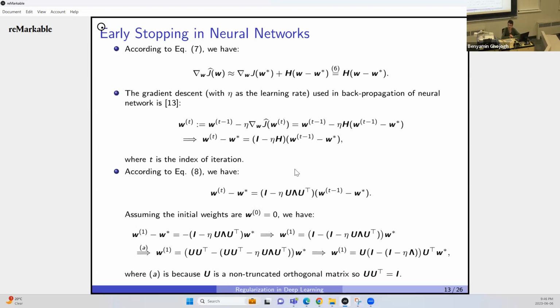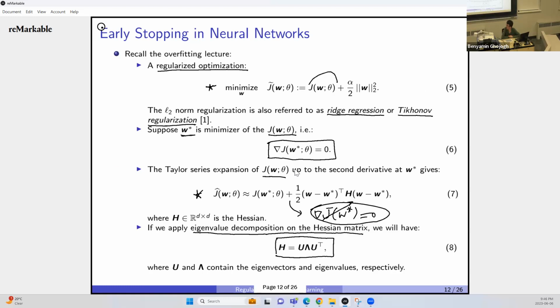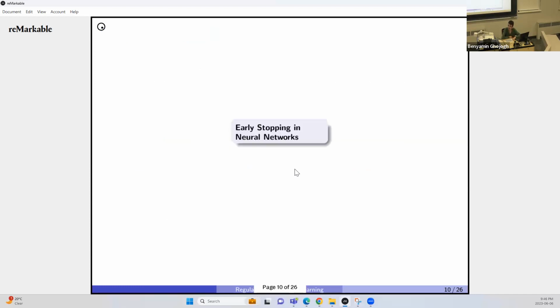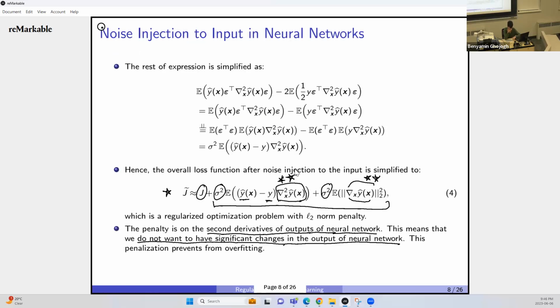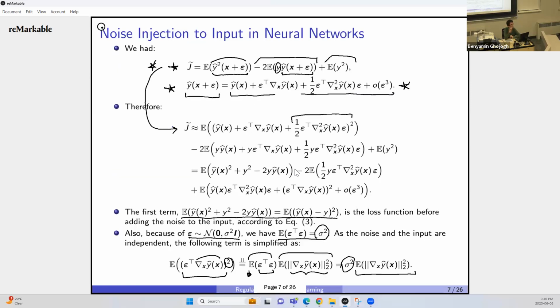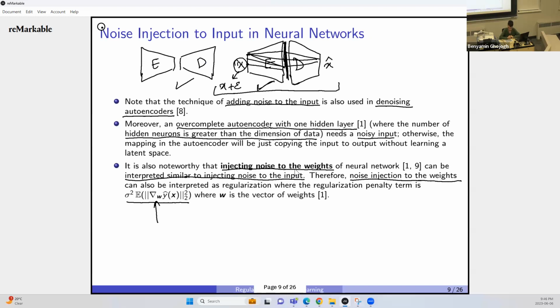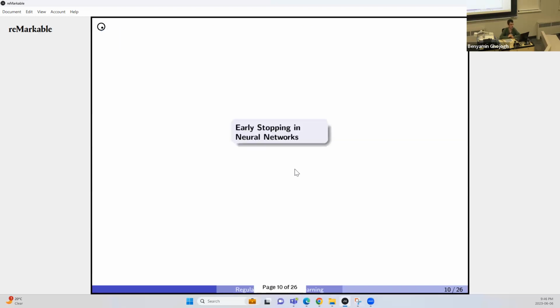I think you are tired, right? So in the next session, the first thing we will do is go over the proof of noise injection to input that we skipped, and then we'll continue this lecture slide deck to cover regularization techniques in deep learning.